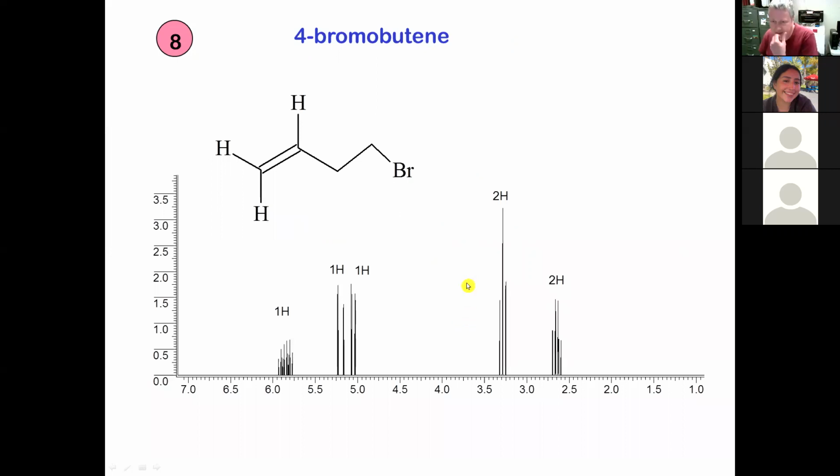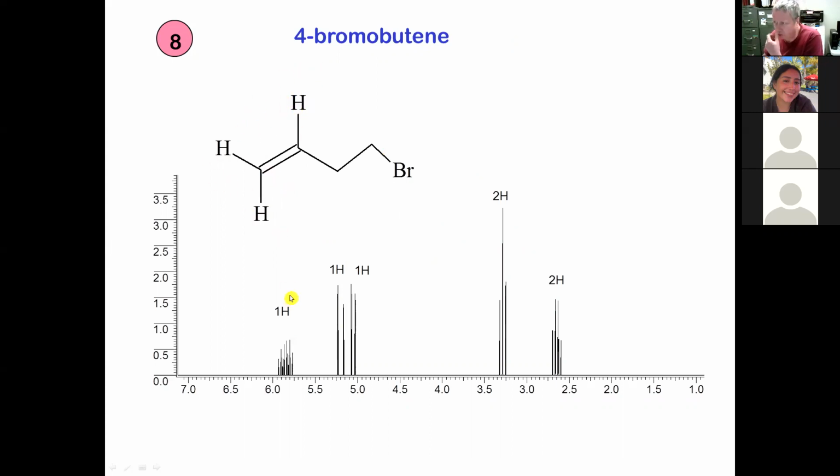Just a little bit on alkenes. You're not going to see these much in the course. I just want to introduce them. Here's a bromobutene. Okay, so where do alkenes come? Remember, they were in the 5 and 6 region. So how many alkene protons are there? There's 3: 1, 2, 3.